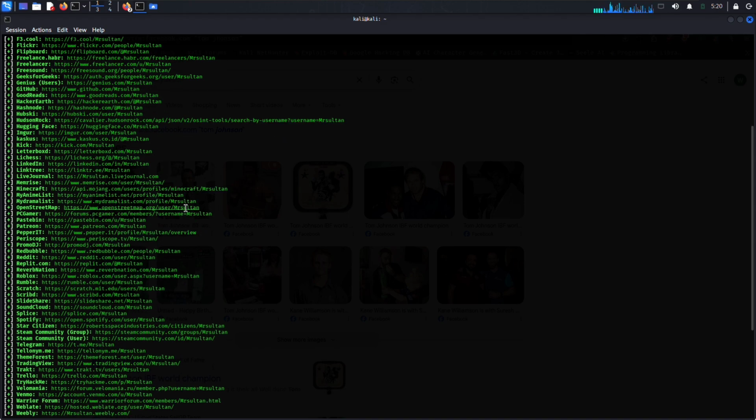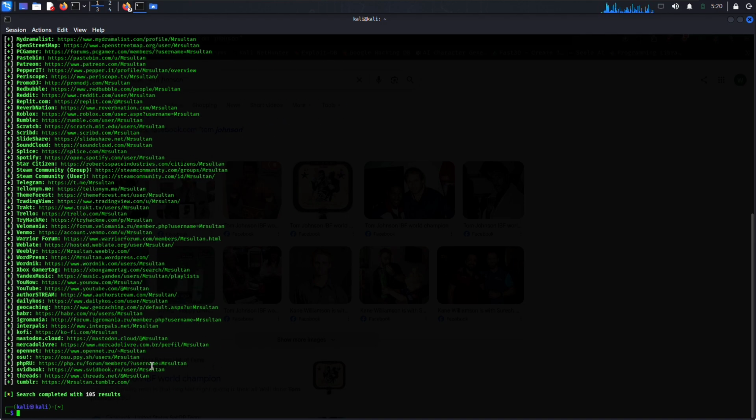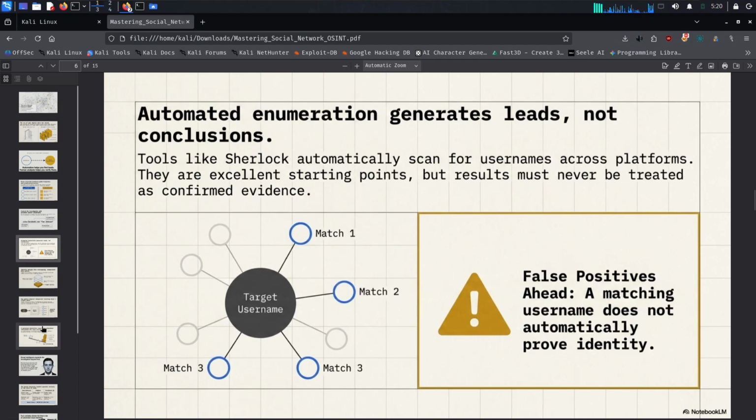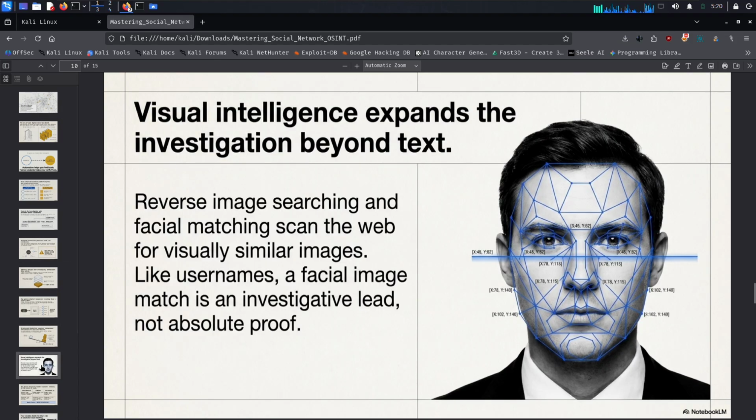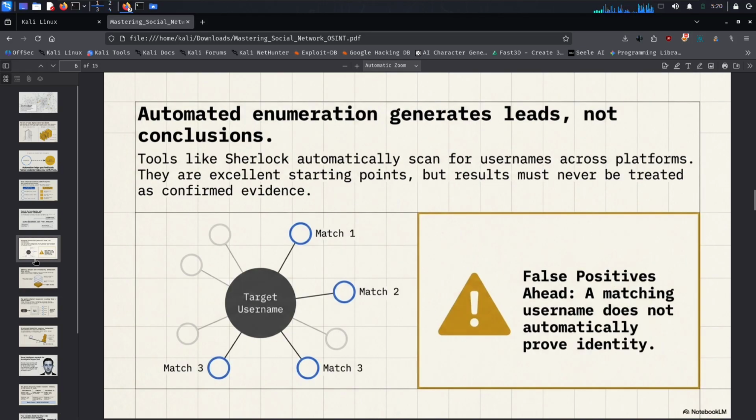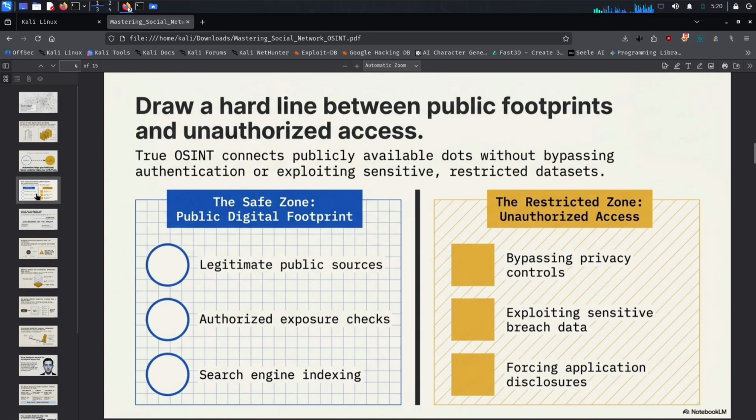The first approach is what we can call target synchronization. The basic idea is to correlate different pieces of information associated with the same identity and determine whether they actually belong to the same person. This can potentially help investigators identify usernames, aliases, and other publicly associated identifiers. However, this is where we need to be very careful.